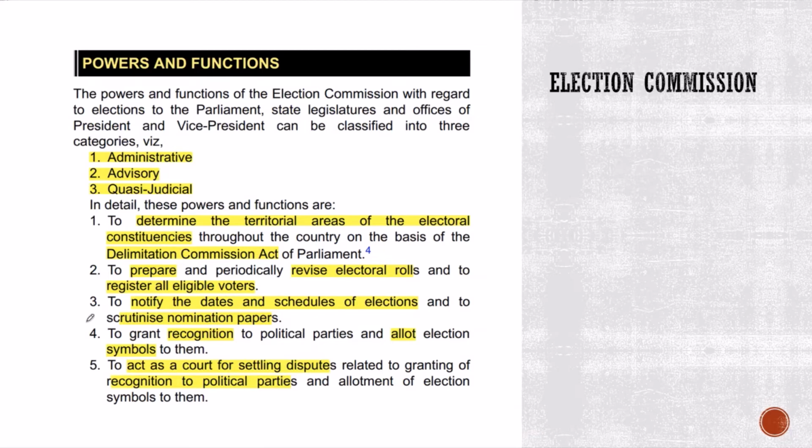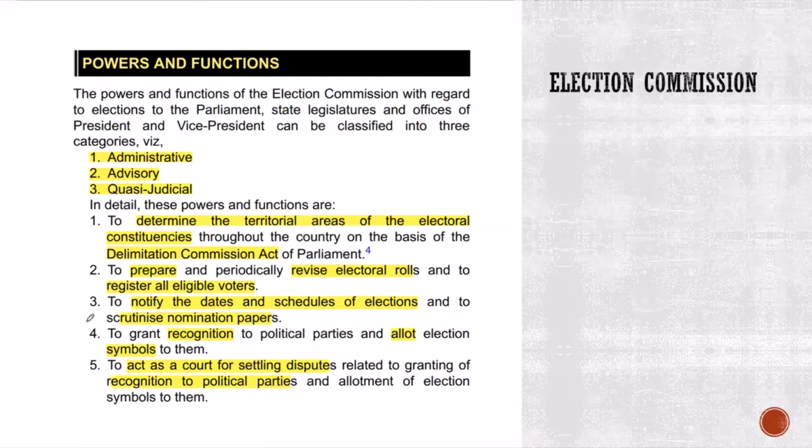So look at this: to determine the territorial areas of the electoral constituencies throughout the country on the basis of the Delimitation Act. The Delimitation Act generally comes every decade or so, and this decides the territorial boundary, so that all constituencies have approximately similar numbers of people.